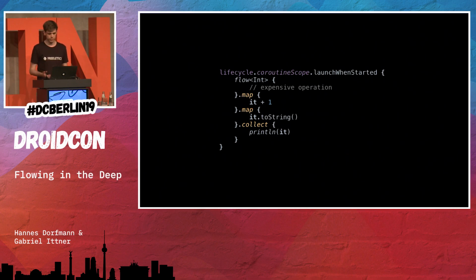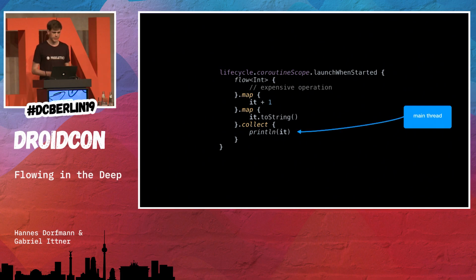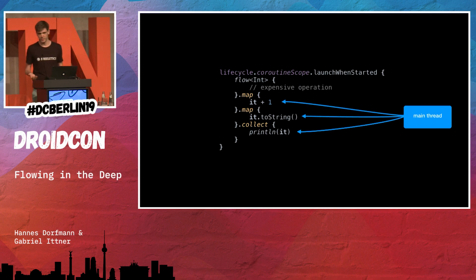So where does all of this run? Like I said, Coroutine Scope uses the main thread, so that's probably involved. And indeed, the print will run on the main thread. The maps will also be executed on the main thread. And since we're not doing anything, the expensive operation as well, which is kind of what we don't want, and the anti-pattern we showed in the very beginning of this talk.